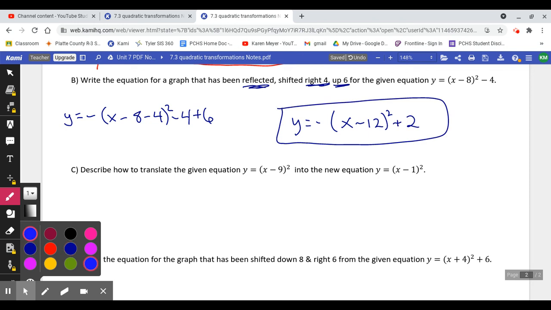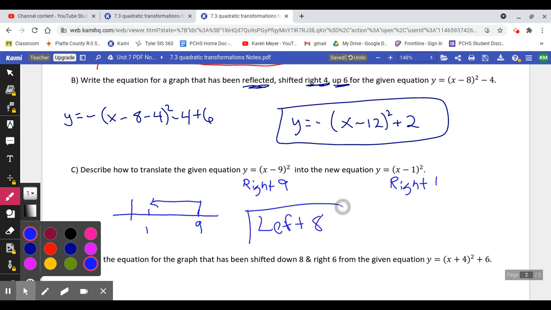Okay, let's do it again. This is describe. The old one means right 9. The new one is right 1. So here's my visual. Here's right 9, right 1. To get from right 9 to right 1, I have to go left and count the spaces, which is 8.